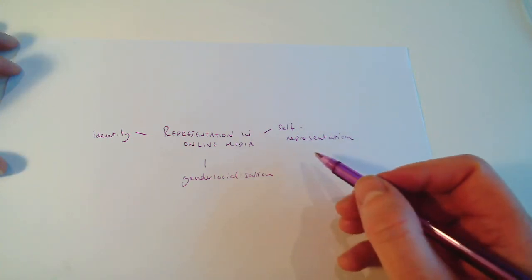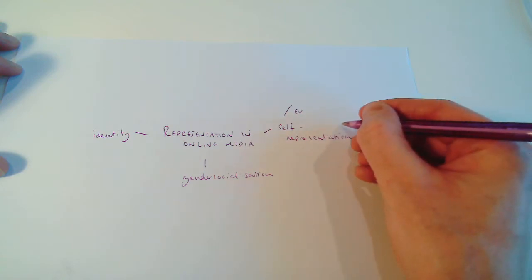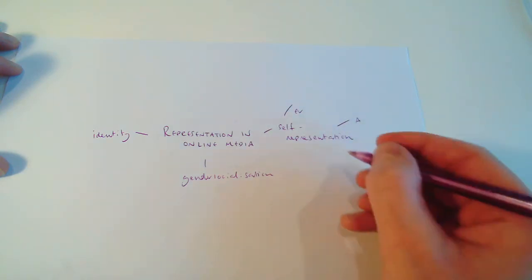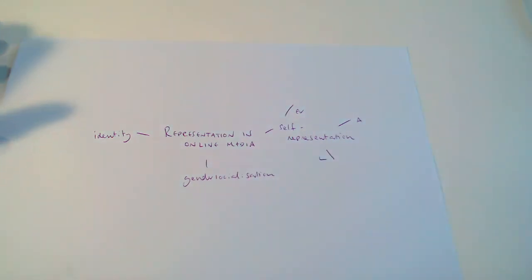So I've already got my point, which is self-representation. I'm going to need one branch for my evidence. I'm going to need one branch for my analysis. And then finally, I'm going to need one branch, which is going to provide my link to my theory.